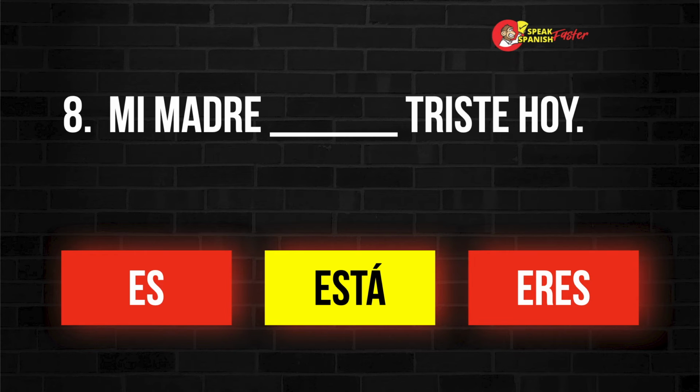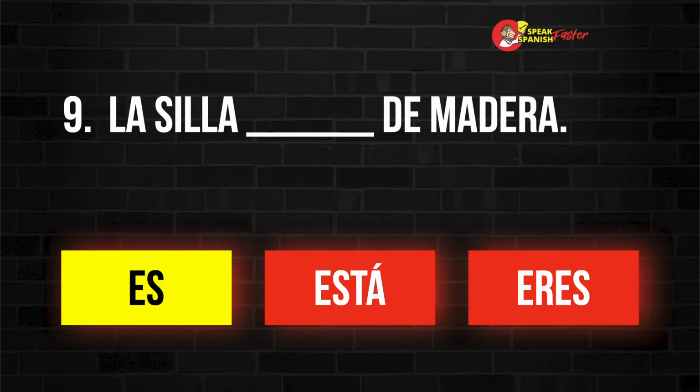Mi madre está triste hoy. So again, this is a state of being. That's why we are using the verb estar instead of es. We are saying today, my mom is sad. Pero mañana, ella no va a estar triste. Quizá. ¿Verdad? So tomorrow she might not be sad, but today she's sad. So for that reason, usamos está because it is third person singular.